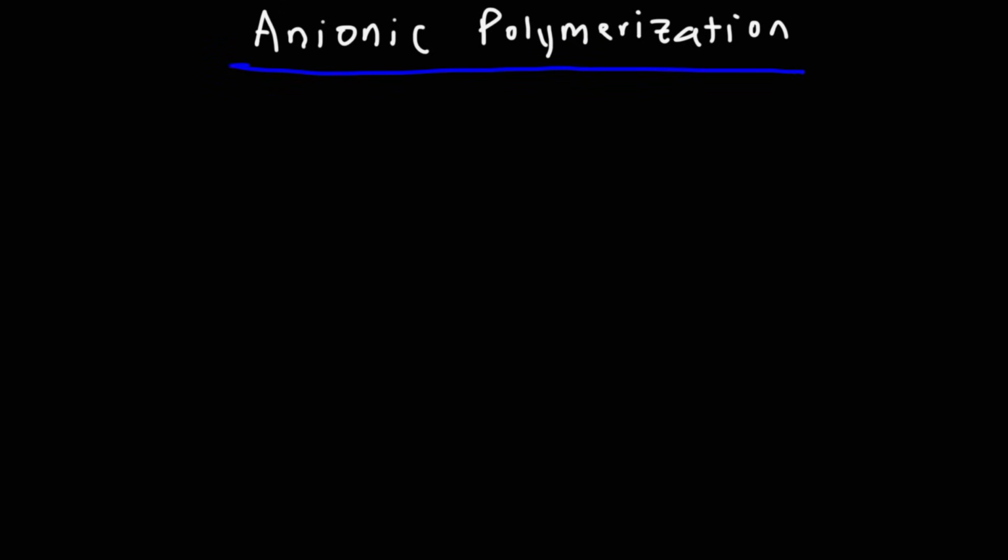Now let's move on to the next topic. Let's talk about anionic polymerization. So remember, in the case of cationic polymerization, we use an electrophile to initiate the reaction. In the case of anionic polymerization, we're going to use a nucleophile to get this reaction going. So we need to use a very good nucleophile.